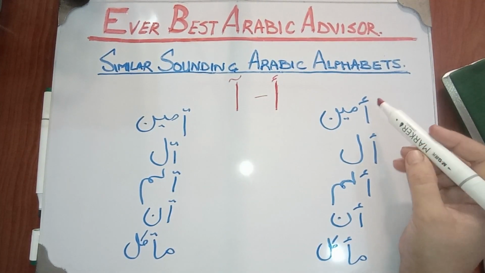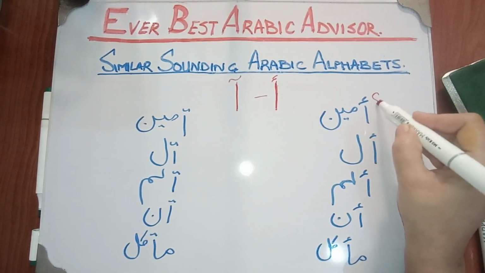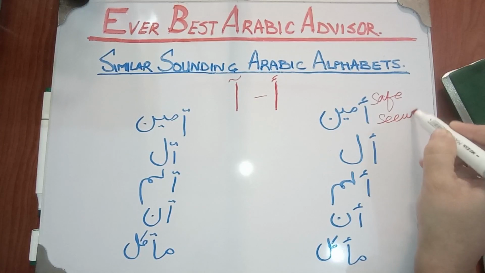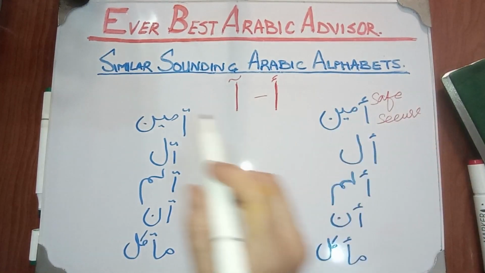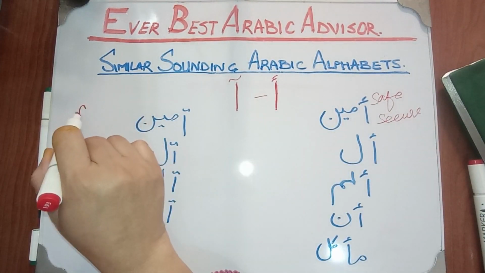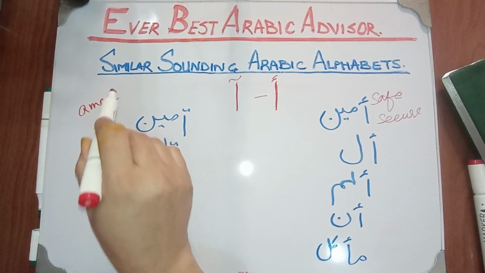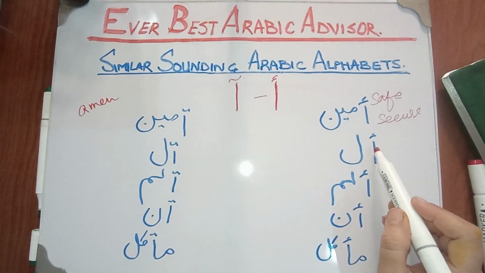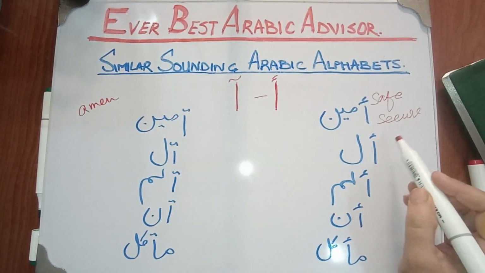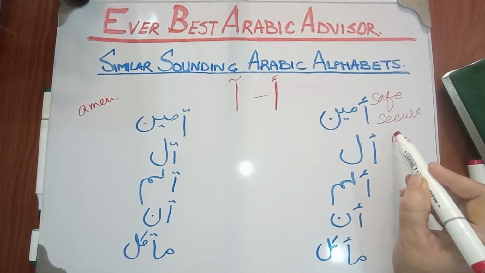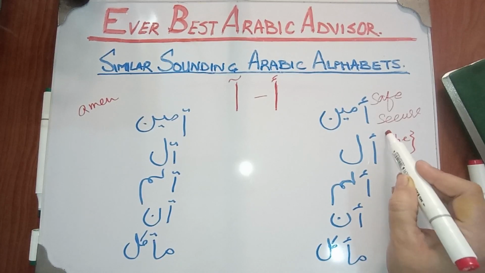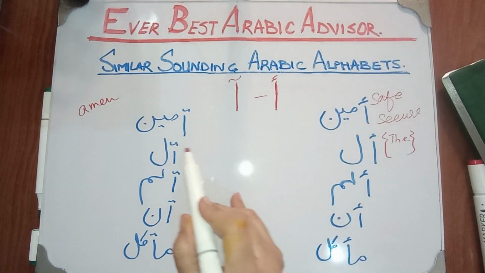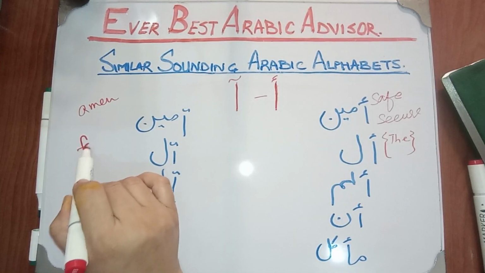The word Ameen means safe and secure. Ameen is also a word which is used to say yes, of course. Al is the definite article, the. Just like "the" in English, al in Arabic. And Al is also a family.